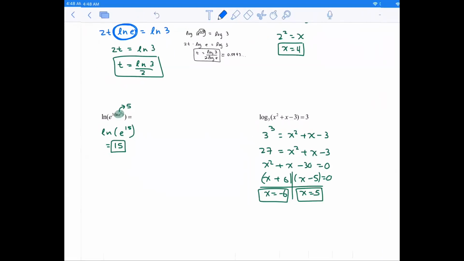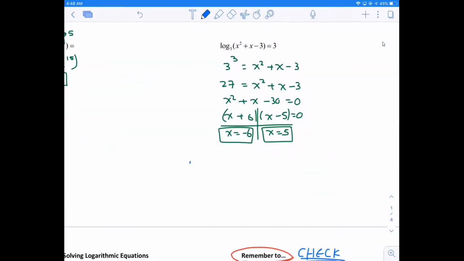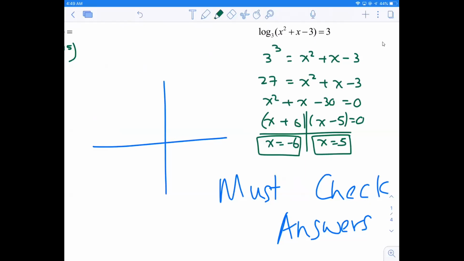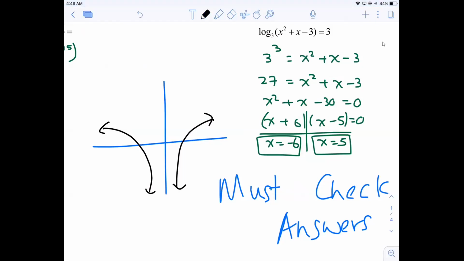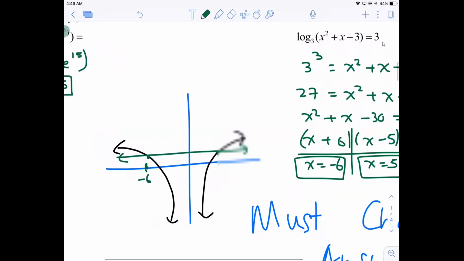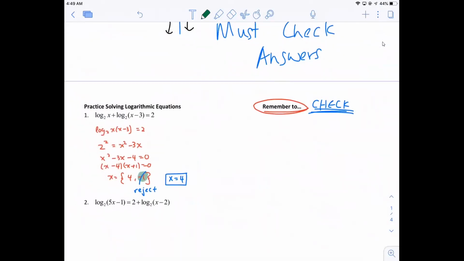So resume. You must check your answers. You can check your answers either graphically or algebraically. So again, when we graph this guy, that was what the log function looked like. And there was y equals 3, and then yes, we did get two solutions at 5 and -6. When we graph this one, there's only one point of intersection, so make sure you are checking.